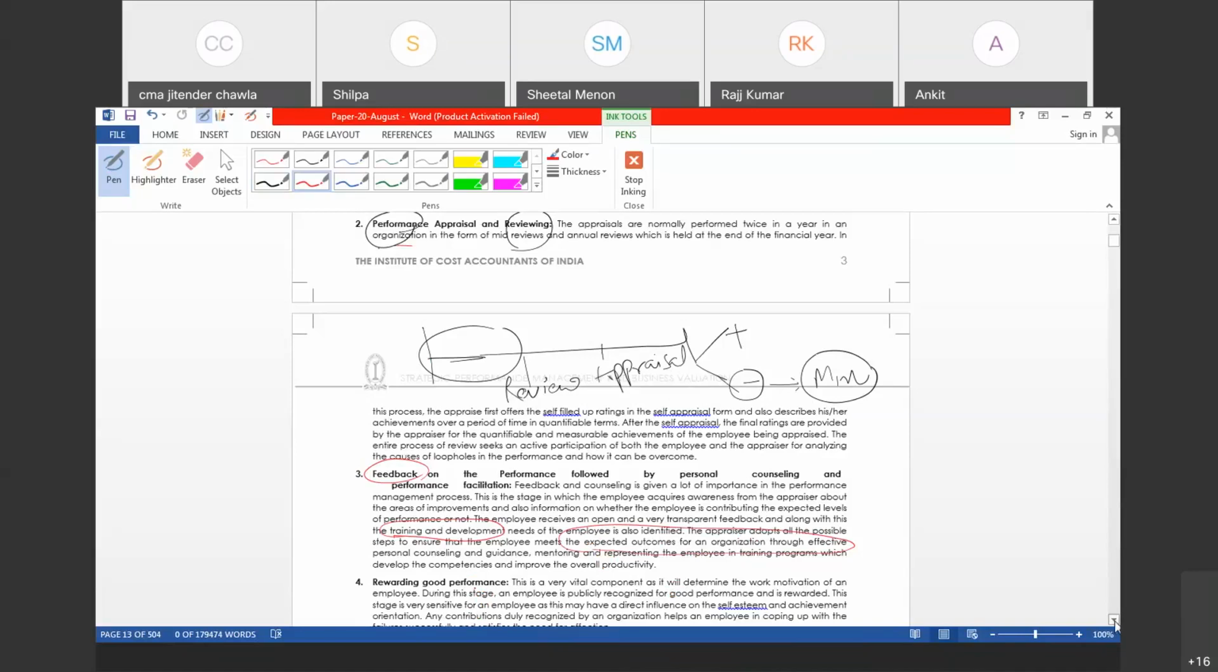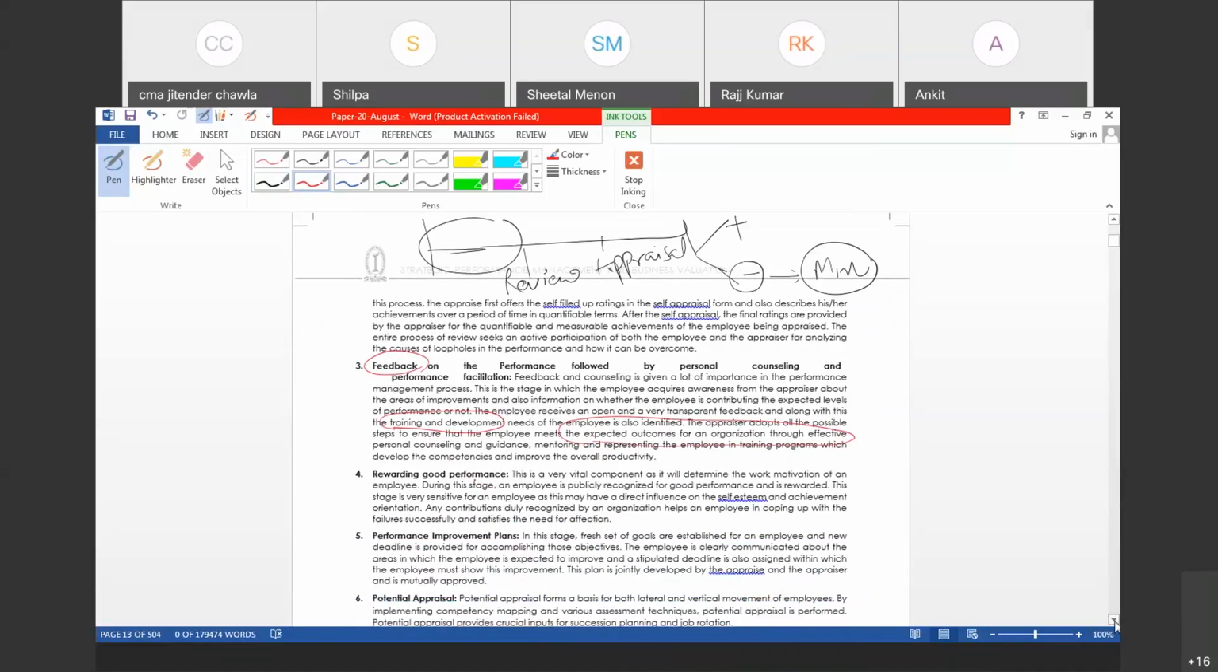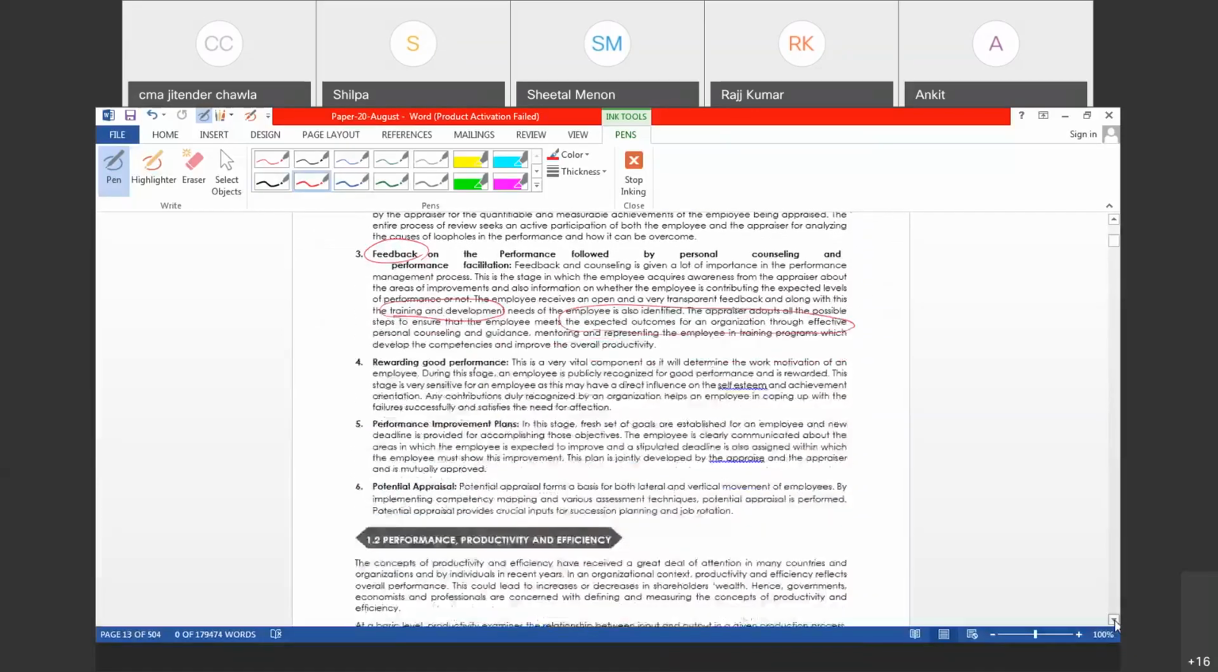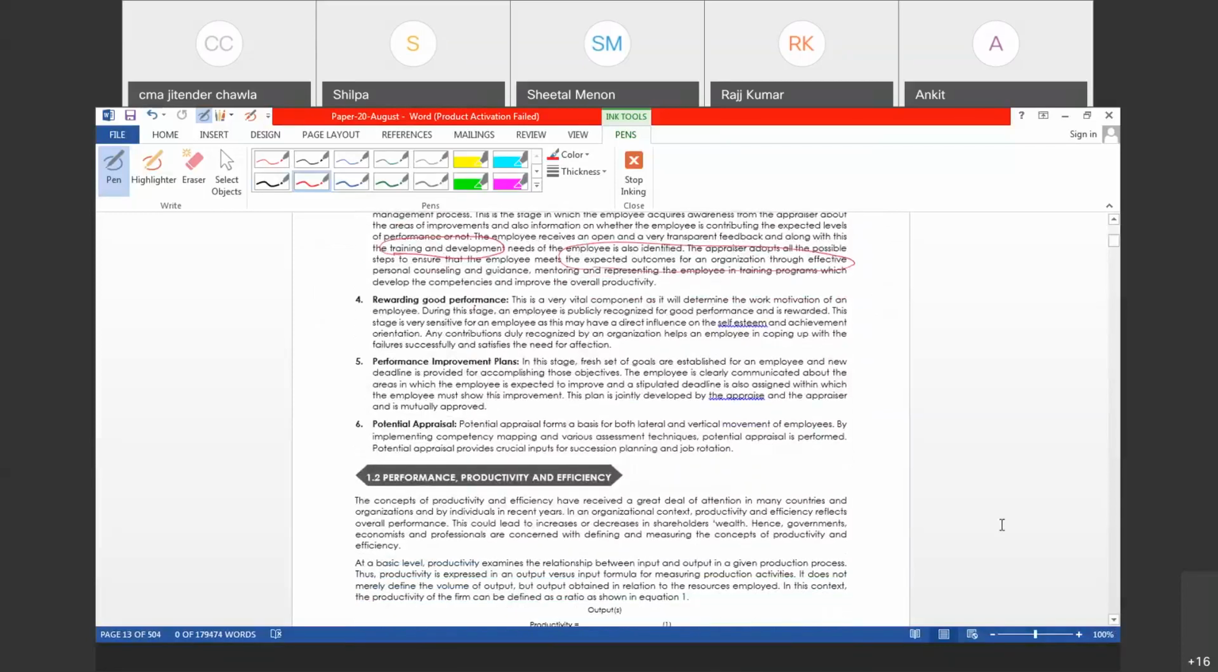Then next, rewarding. Next is rewarding. What do you mean by paying the reward? Those who are good performers, they must be paid well.